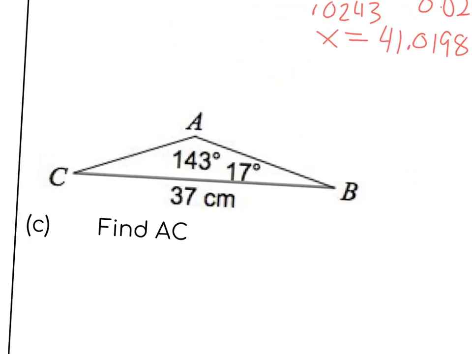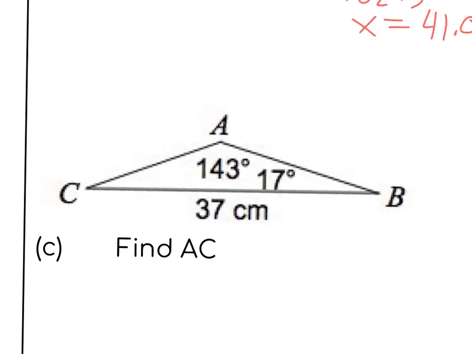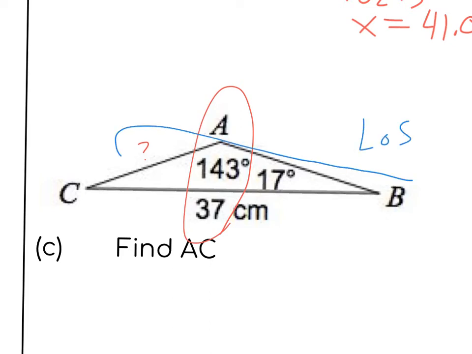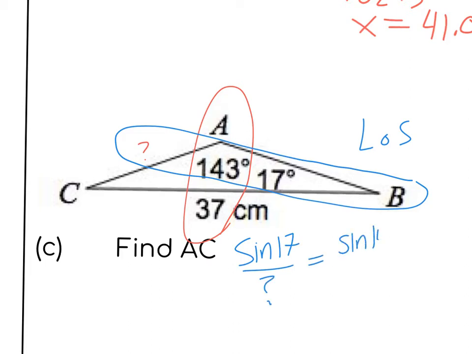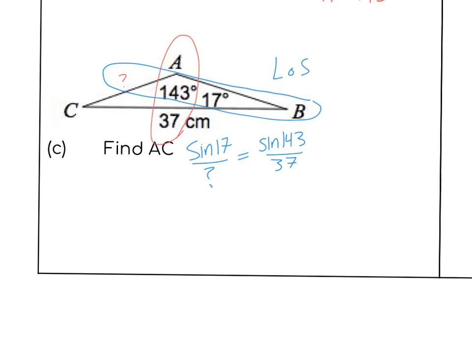All right, number C. Here we've got finding AC, and we've got an opposite pair, so we are in good shape for the law of sines. I'm going to use angle B with a question mark. So we've got sine of 17 over that question mark is equal to sine of 143 over 37. And I don't know about you, but I'm feeling kind of sassy.